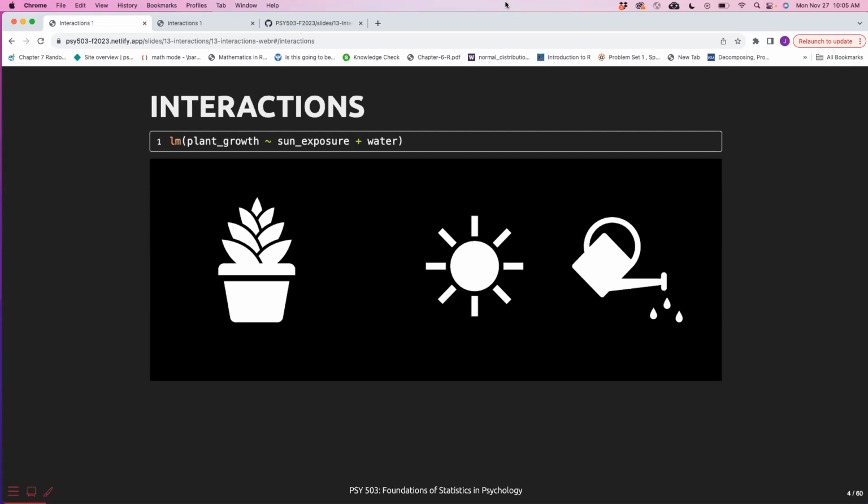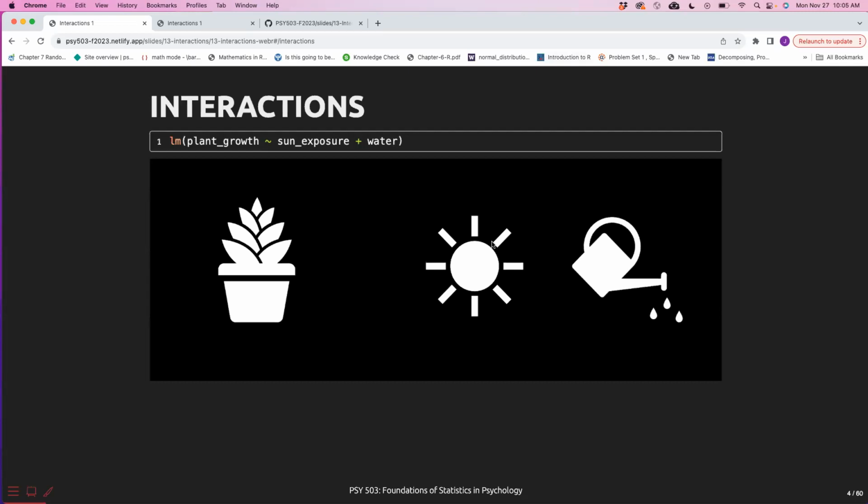Anyone? So additivity is the assumption that when we're looking at the relationship between two variables, for instance sunshine and growth, it's constant over that other variable. So it's equal across all the levels of that other variable, right? It doesn't change. That's the assumption of additivity.